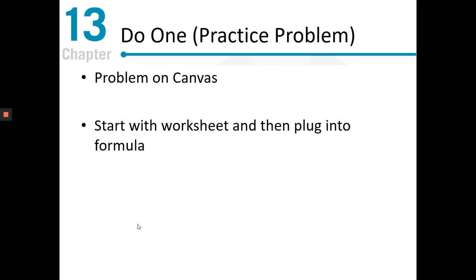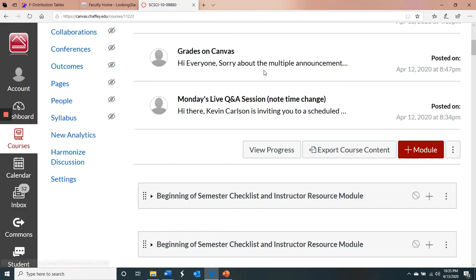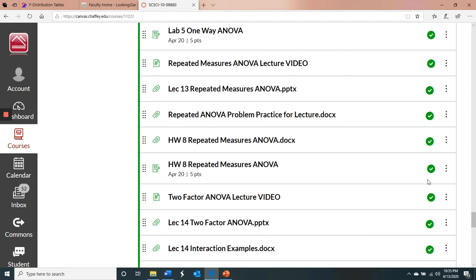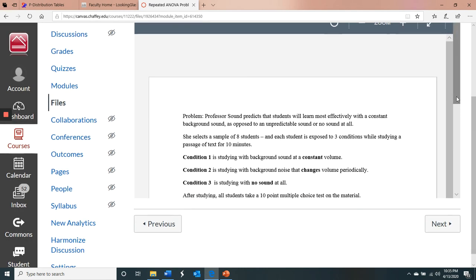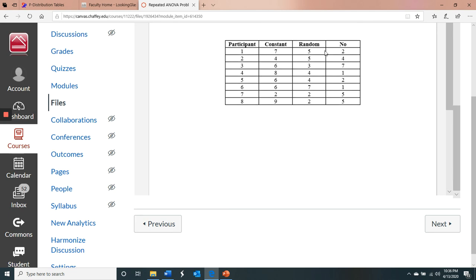So go ahead and on Canvas, there is a practice problem. If you go on Canvas and you go down here, right here, there's going to be the video here, and then you have the PowerPoint, and then you're going to have the practice problem. Open this up, and you'll see that this is exactly the same data as from the one-way ANOVA. These data are the same, except now we have a within subjects design. The 3 sound conditions, everybody is exposed to each of the 3 sound conditions.